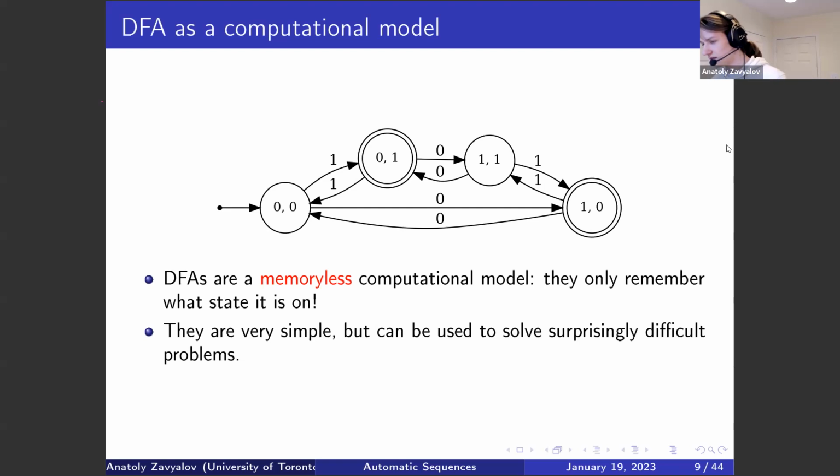Deterministic finite automata can be used as a computational model. If you think about it, they only remember one piece of information, and that is the state that they're on. Turing machines have an infinite tape, but these automata only have an idea of what state they're currently on and how to get from one state to another. They're very simple, but they can be used to solve seemingly difficult problems.